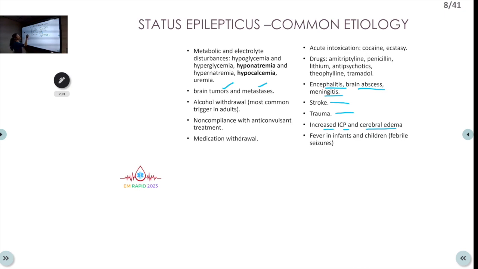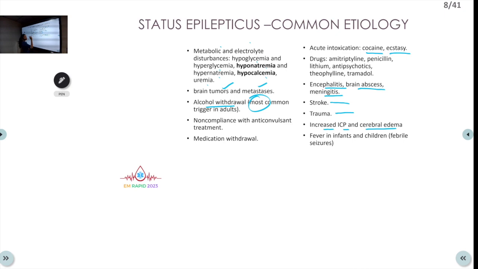Then other causes are metabolic causes and electrolyte abnormalities. So these are hypoglycemia or hyperglycemia, hyponatremia or hypernatremia, then hypocalcemia and uremia. So these are the metabolic and electrolyte disturbances. And another one is overdose. It can be because of overdose of something. So alcohol withdrawal or alcohol overdose can cause seizures, or intoxication of cocaine and ecstasy. Alcohol is one of the most common causes, and alcohol withdrawal is the most common cause of seizure. Then other intoxication of recreational drugs like cocaine, ecstasy and others can cause seizures.